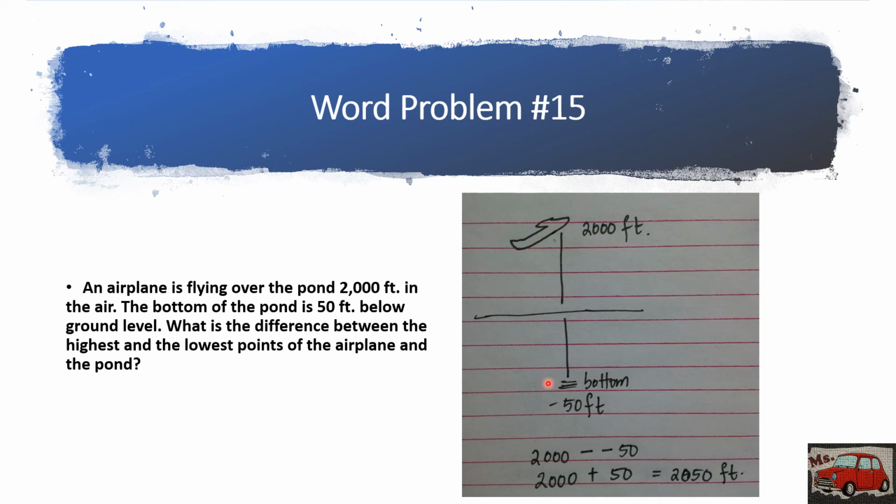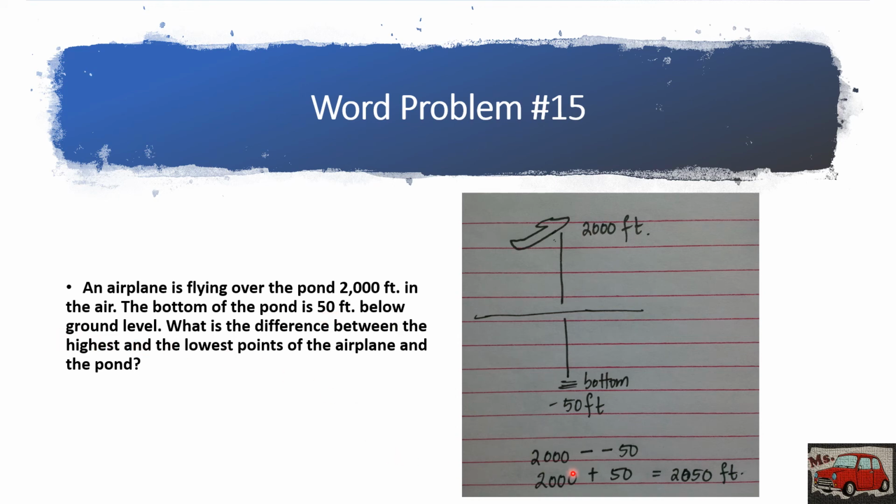So, if we do the operation, ang keyword natin is "difference." So, the operation is subtraction. So, we have now 2,000 minus negative 50. Okay? Negative 50 kasi nga, this is below ground level or nasa ilalim siya ng pond.